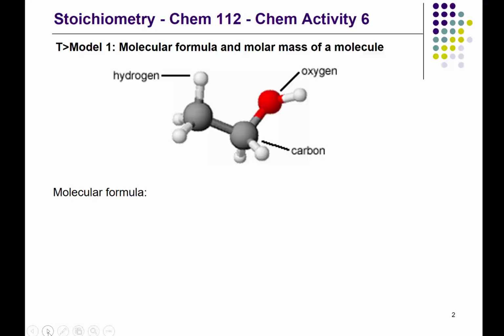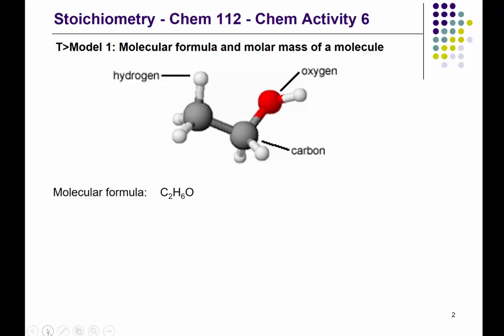that compound. So here I've shown a molecular representation of a molecule of ethanol. The white balls represent hydrogen, the gray balls represent carbon, and the red ball represents oxygen. Simply by counting the number of hydrogens, the number of carbons, and the number of oxygens, we can determine the molecular formula, which would be C2H6O. Of course, the subscripts indicate how many of each of the atoms are in the compound.